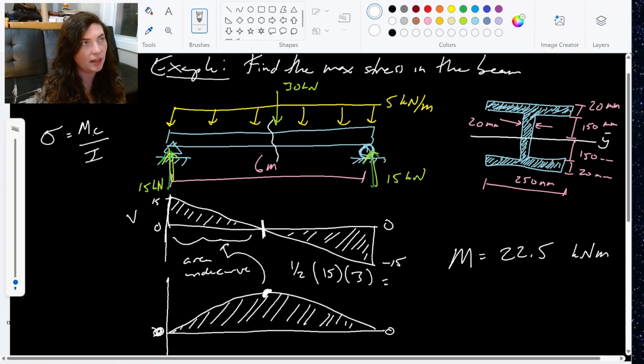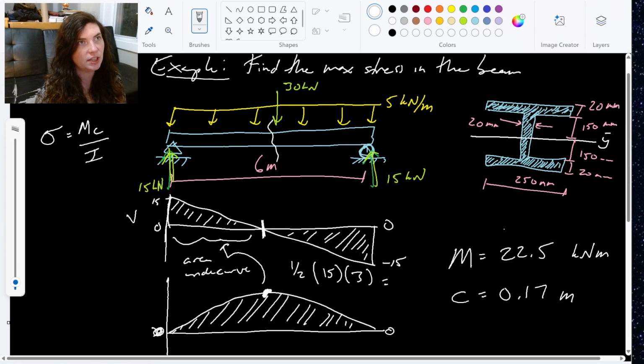Now our C value, again, is just the distance from the centroid to the outermost axis. So in this case, it's 150 plus 20. So 170 millimeters, 0.17 meters. And the last thing I need is that moment of inertia.